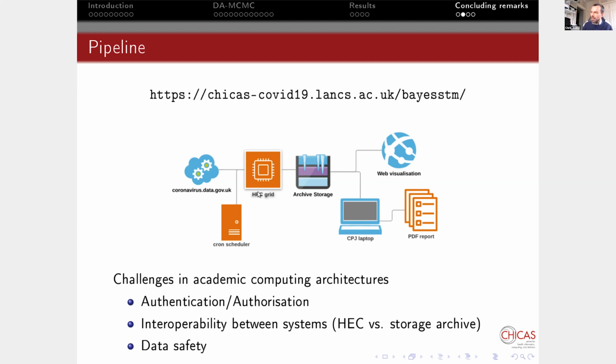So for example, our high performance computer at Lancaster is really quite isolated from the archive storage. And then the archive storage is isolated from the rest of the world. So it's hard to get collaborators to just tune in and help with unpicking MCMC results and that kind of thing. So again, that's an informatics dimension that we're trying to work on, and particularly use cloud computing techniques to try and resolve.